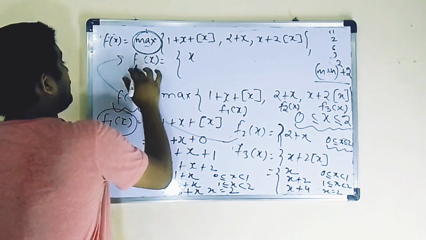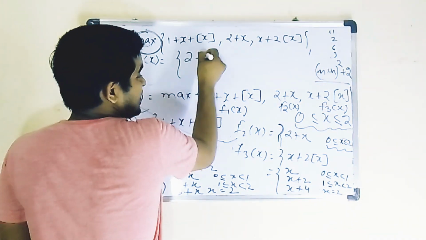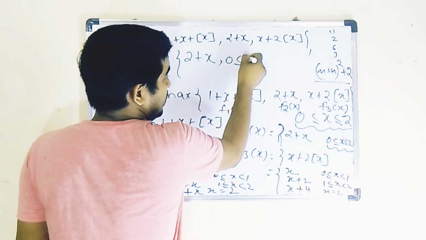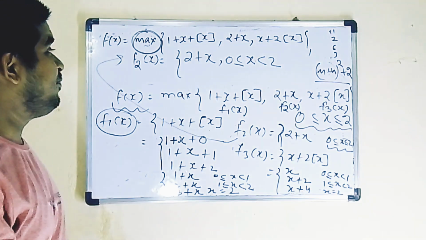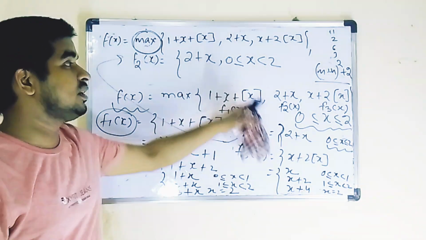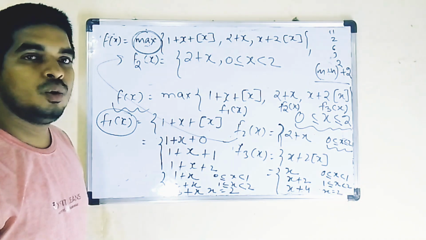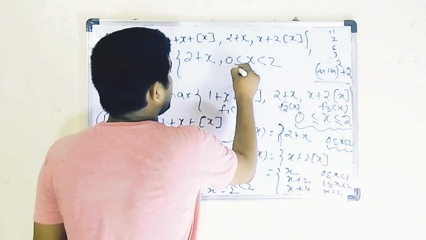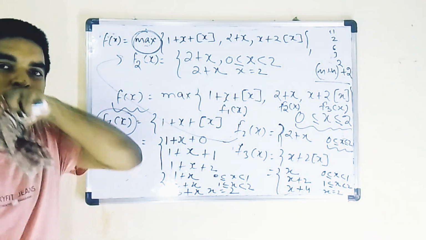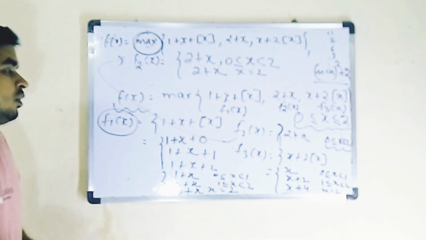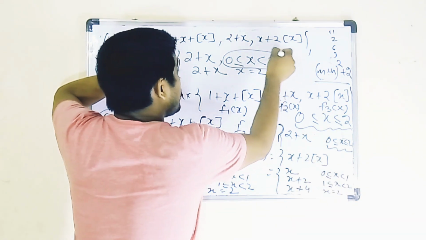Okay, so can I say f2 of x is what? f2 of x is 2 plus x, for 0 less than or equal to x less than 2. Agree? No issue, no problem. And at x equal to 2 also this function is 2 plus x. Agree? No problem. Okay. Now listen, focus on this interval between 0 to 2.